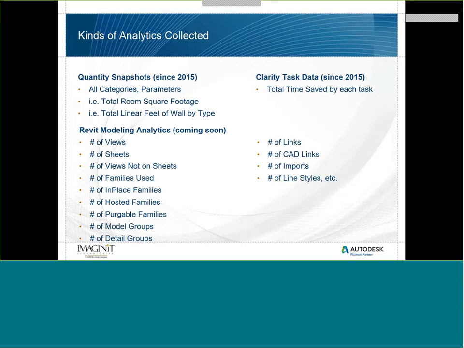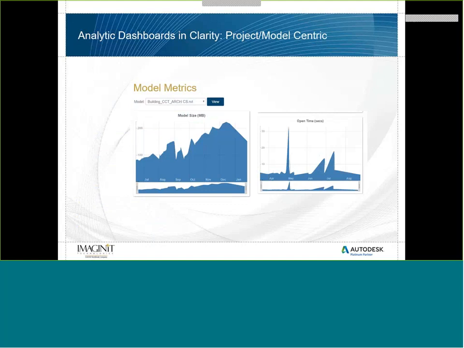Once we've gathered this information, we're able to then start reporting on it and start looking at things like model metrics, how big the file has gotten over time, and where we have some spikes in model open time or model synchronization times, and you can find and identify where these spikes are and maybe realize, okay, maybe we need to go and clean out the model, make a new central file, maybe purge out or audit the file, do a series of things like that.